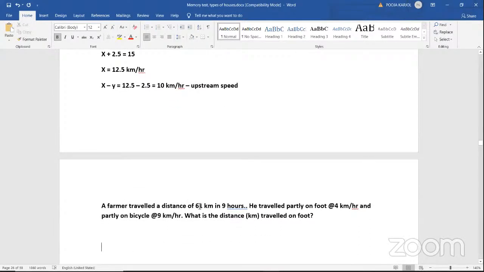A farmer traveled a distance of 61 kilometers in 9 hours. He traveled partly on foot at 4 kilometers per hour and partly on bicycle at 9 kilometers per hour. What is the distance traveled on foot? Did you guys do this in the exam? Yes, ma'am. Okay, you did. You got the answer correct if you checked it? Yes, ma'am. Very good. Now we'll do this later, because for this to make sense, I'll have to give you a background, which will take about half an hour. Okay, so leaving that, we'll go with the other part.